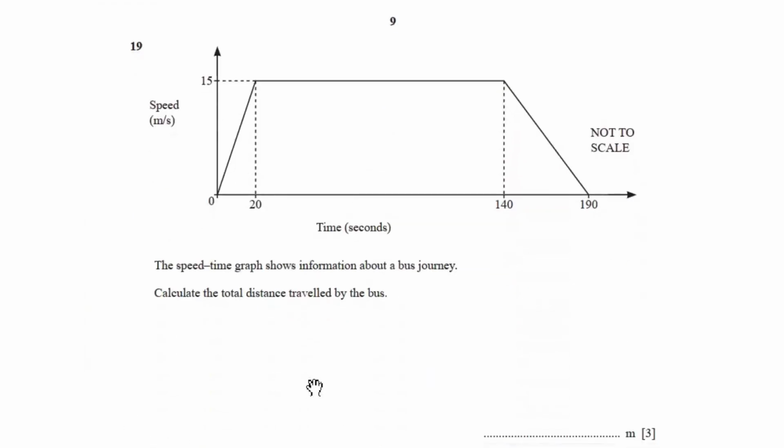Question 19 says the speed time graph shows information about a bus journey. Calculate the total distance traveled by the bus. So if you have a speed time graph, your total distance is basically area under the graph.